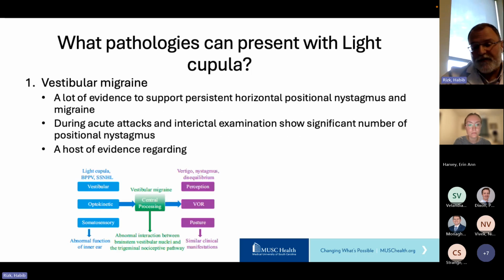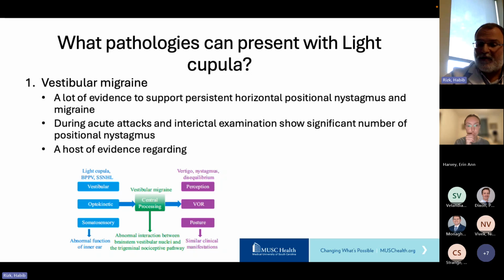So obviously, the first three mechanisms, a light cupula due to a systemic mediator changing the cupula density, a heavier endolymph, or on the opposite, an endolymph debris that is stuck on the cupula from the inside and making it more buoyant. All of those three are the most likely mechanisms in this case, and vestibular migraine can contribute to those findings. First of all, a lot of patients with vestibular migraine have positional nystagmus that is not explained by BPPV on interictal examination.